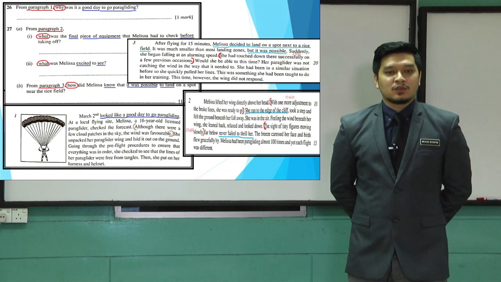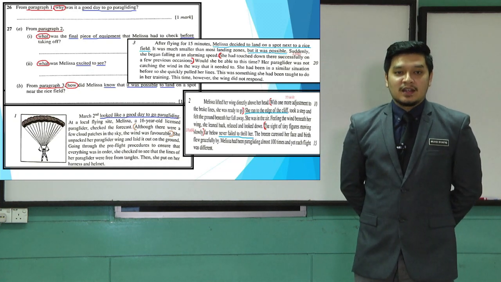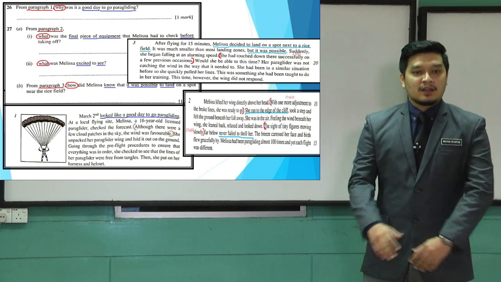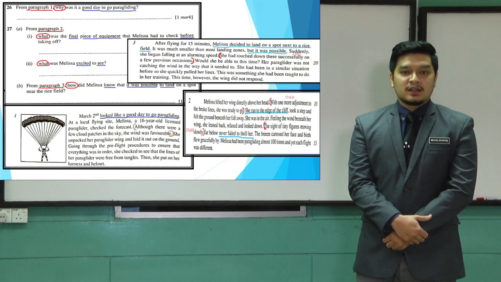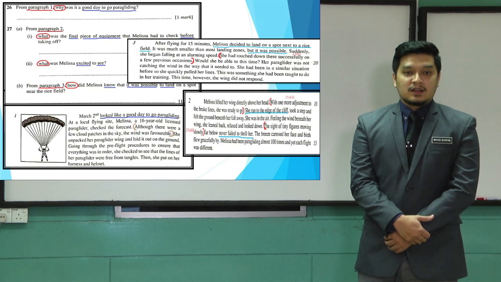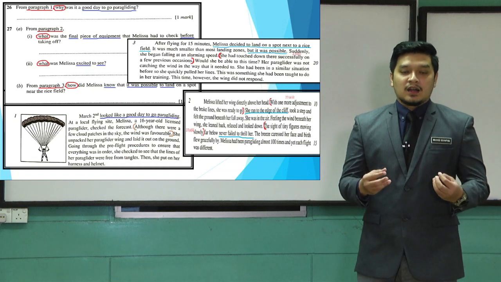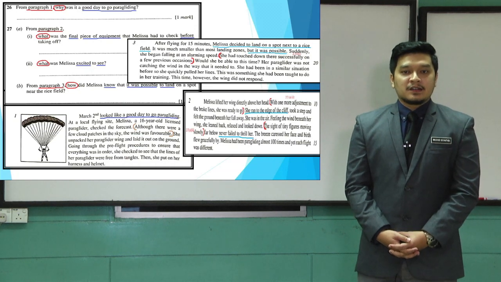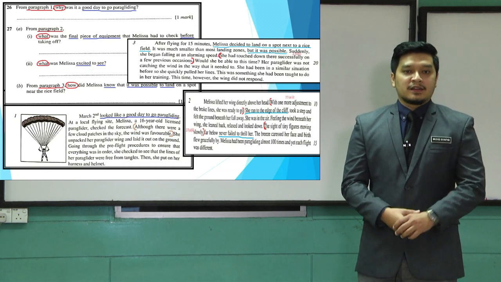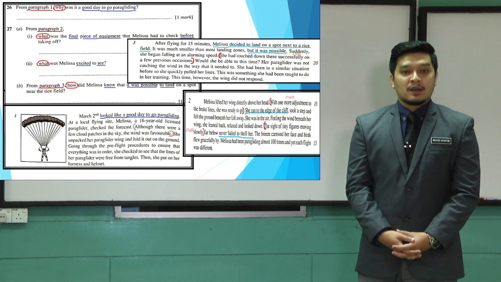Alright, moving on to question 27a. The location again is underlined in the question, paragraph 2. And the WH question used is what? What was the final piece of equipment that Melissa had to check before taking off? Now we need to pay attention to the keywords stated in the question. One of the keywords is final piece of equipment, so it must be one of the gears, a part of the gears that Melissa used. And the next keyword is the timing of the action done by Melissa, which was before she took off.